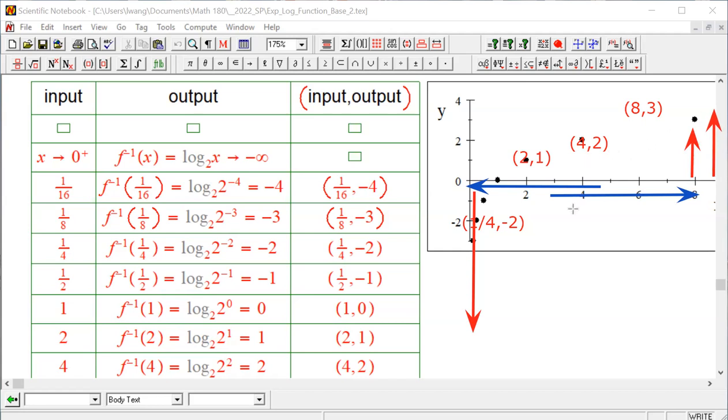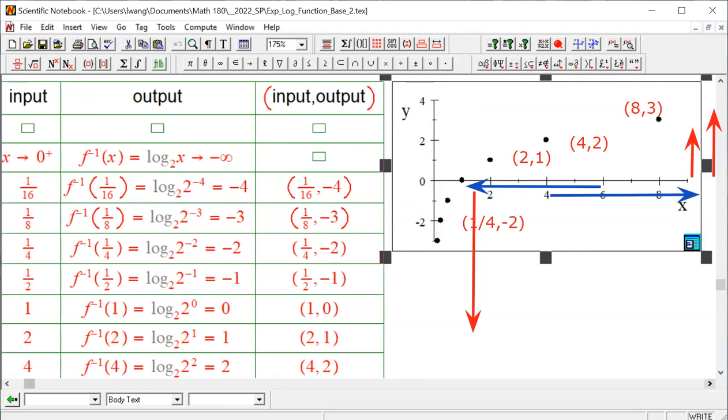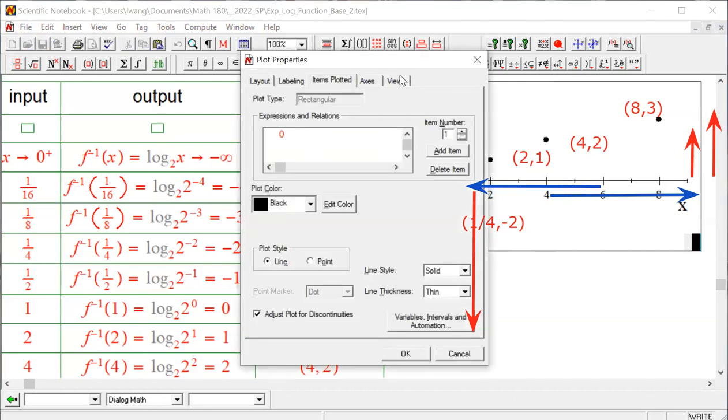Okay, so this is the graph. Now it's time to connect the dots. So please mark these points before I clean up, because I'm going to connect. Let me see if I can connect the dots right now. Okay, let me do it. So I'm going to connect the dots. Log base 2 x. We connect the dots.